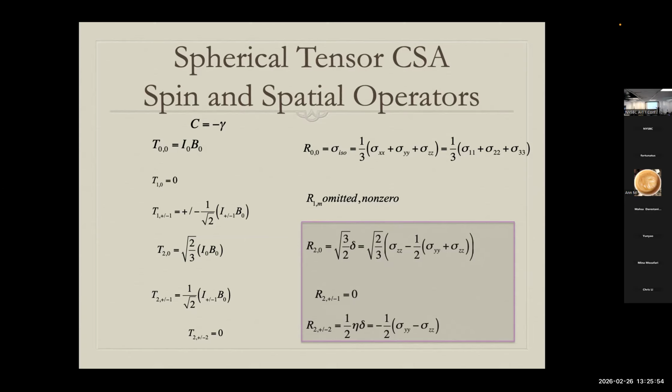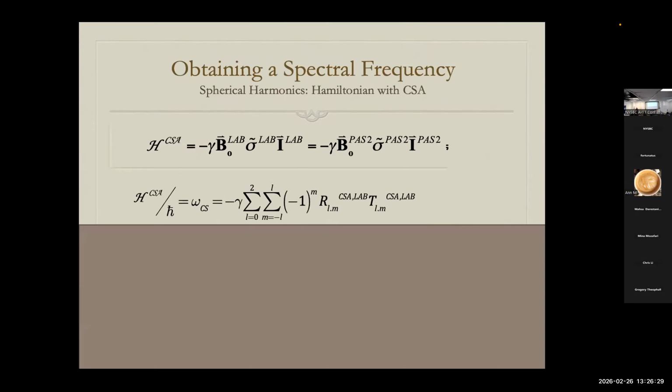R20. That's where delta shows up, and it has a scaling factor. So if you wrote your CSA in a principal axis system in terms of delta, you would find that R20 is delta. So it's like the difference between the ZZ element and the XX and YY. R2 plus or minus 1 is strictly 0, and R2 plus or minus 2 is like eta. It scales with eta. So when you decompose your Hamiltonian into the spherical harmonic components, and you can do that by hand, you're getting 9 of these.